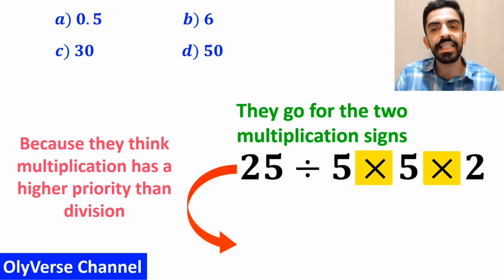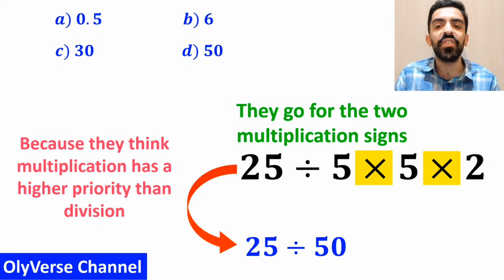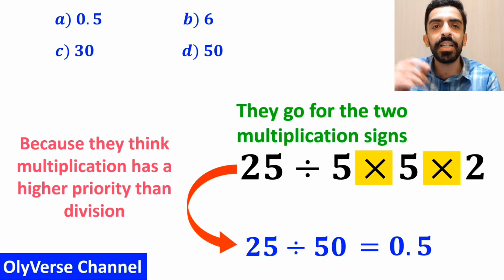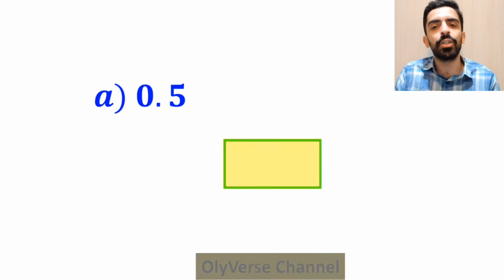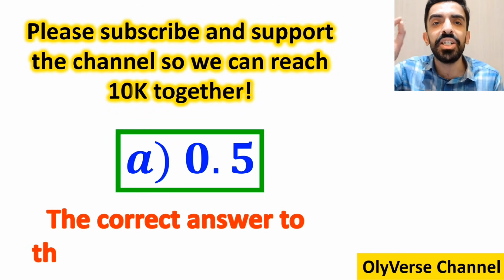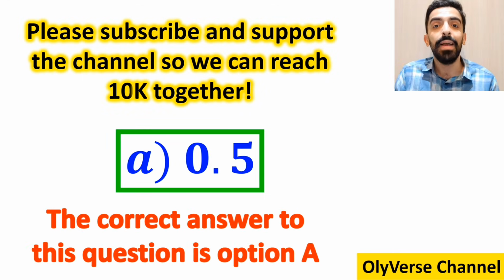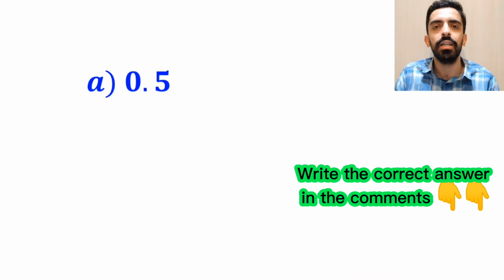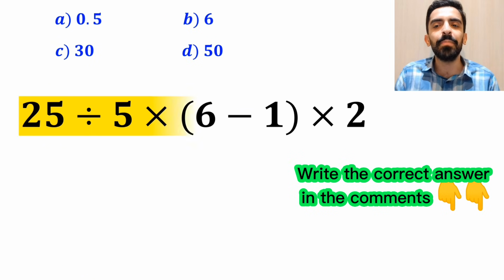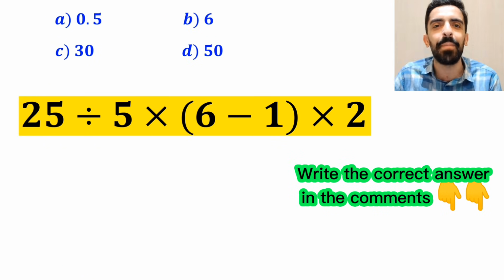So, instead of this expression, they write 25 divided by 50, which finally gives them the answer 0.5. And immediately, they conclude that the correct answer to this question is option A. However, this answer is absolutely wrong. Alright, now let me explain step by step how to solve this expression properly.